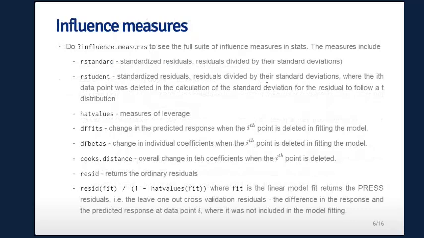Okay, so R has all these great influence measures that it computes by default, and you can just do ?influence.measures to see them and get the help file. So there are the standardized residuals, which are residuals divided by their standard deviations. Studentized residuals are residuals divided by their standard deviations, where the standard deviations are calculated in a different way so that the studentized residuals follow a t-distribution. Hat values are measures of leverage. The dffits are measures of the influence of a point on prediction. The dfbetas are the influence of a particular point on the coefficients.